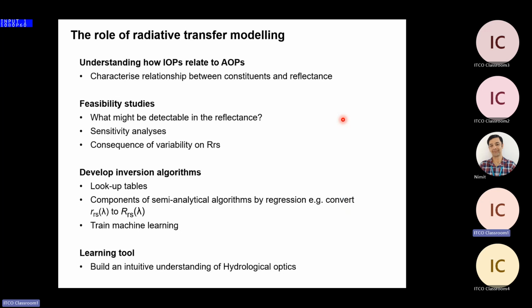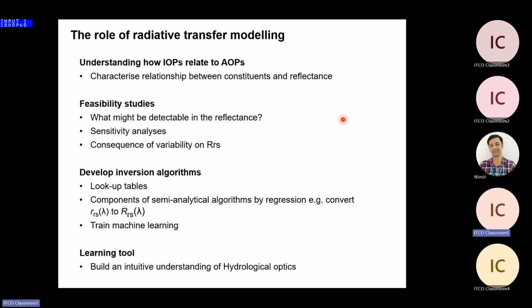Or, if you're interested in semi-analytical algorithms like Zhongping showed, you can have components of an algorithm that you want to use a radiative transfer model to characterize. A good example is that in the algorithm you're developing, you need to translate between subsurface remote sensing reflectance and above surface remote sensing reflectance. So you could run Hydrolight over and over again, for example, or another model, with different input parameters, compare the remote sensing reflectance below surface and above surface, and make a regression. Then you can use that regression in your semi-analytical model to do that conversion. So it's useful for components of semi-analytical algorithms.